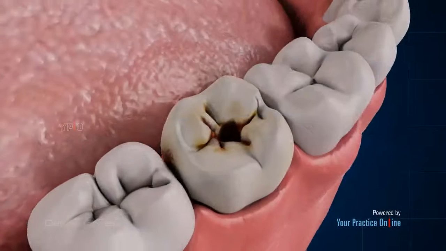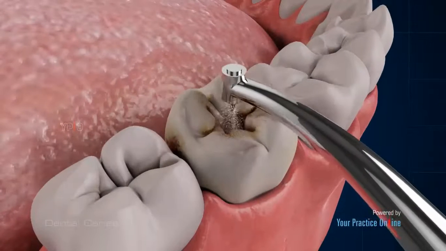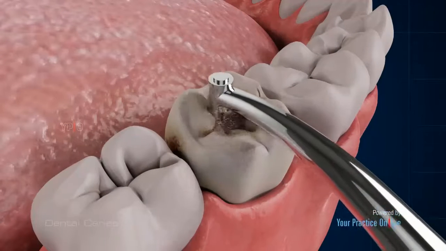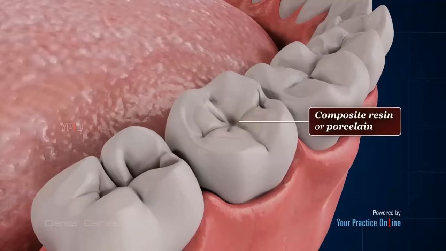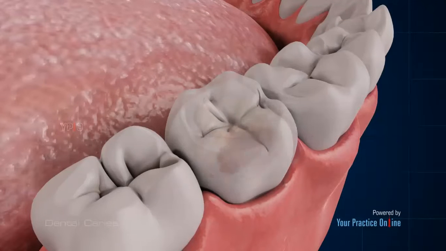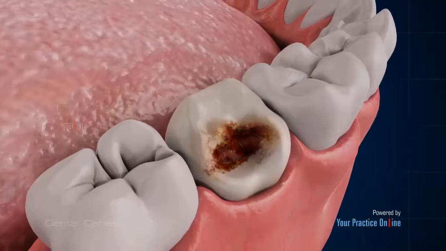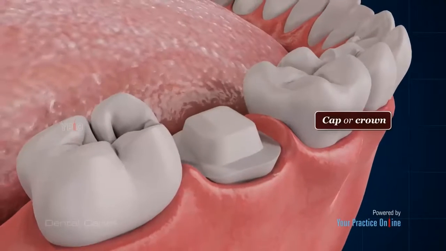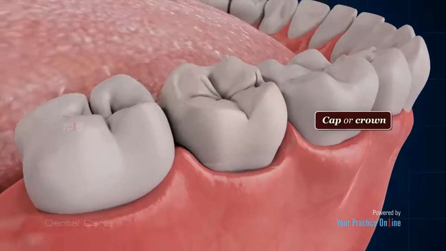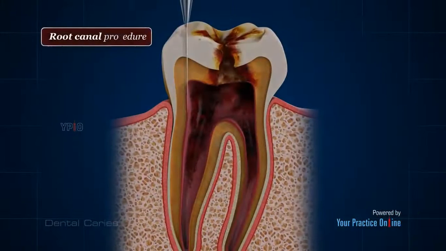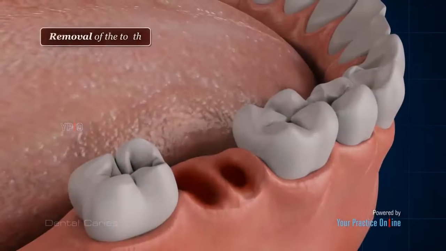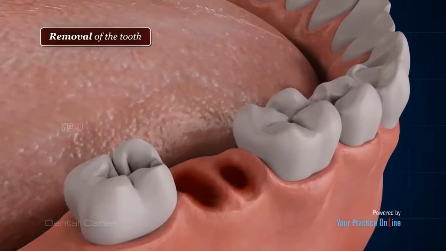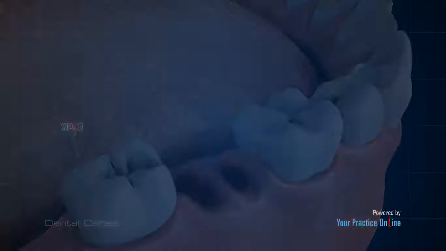Treatment. Dental caries is primarily treated by drilling out the carious tooth structure and restoring it with an appropriate filling material such as composite resin or porcelain. If there is excessive destruction of tooth structure, a cap or crown may be constructed. If caries has spread to the dental pulp, a root canal procedure is indicated. Removal of the tooth is sometimes necessary for cases of severe caries.